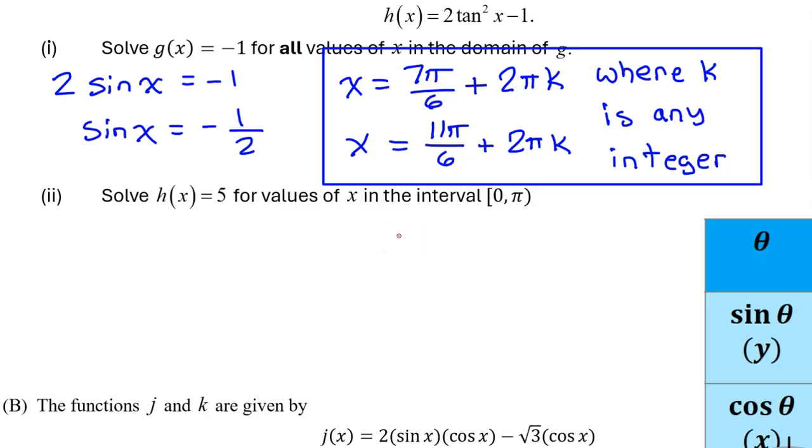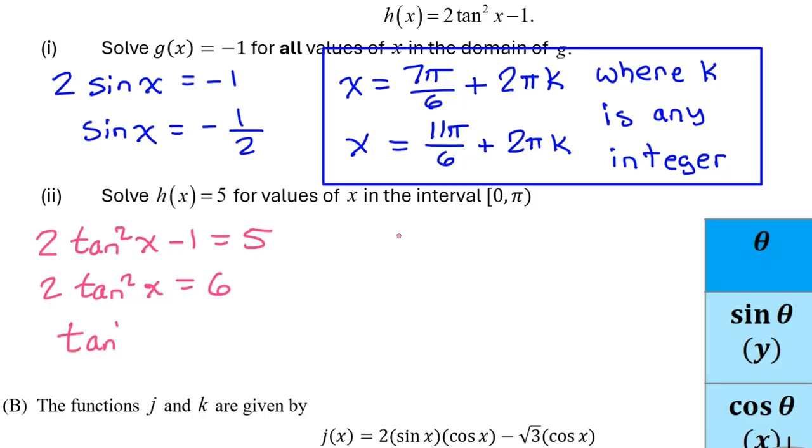Part 2. Solve h of x equals 5 for values of x in the interval from 0 to pi. So let's see, here's h of x. So h of x equals 5 will be 2 tangent squared x minus 1 is equal to 5. First we do a little algebra to isolate tangent x. We add 1 to both sides, which will be 2 tangent squared x is equal to 6. Then we divide both sides by 2. So that gives tangent squared x is equal to 3.